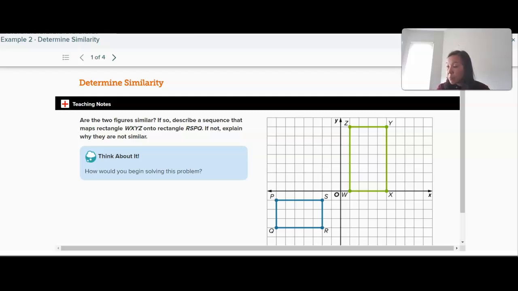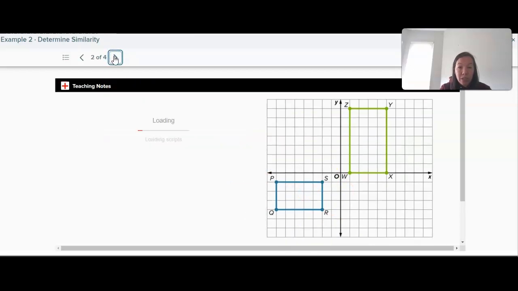Here's another example on page 504. So are these two similar? We have 2 different rectangles, and in this case, our original is WXYZ, and we're mapping onto PQRS. So first thing we're going to do is look at the side lengths for each of those and compare them.